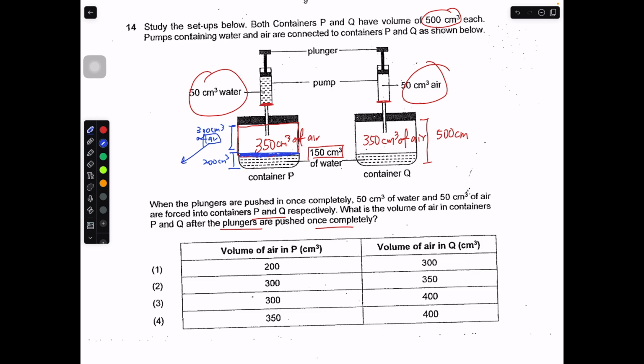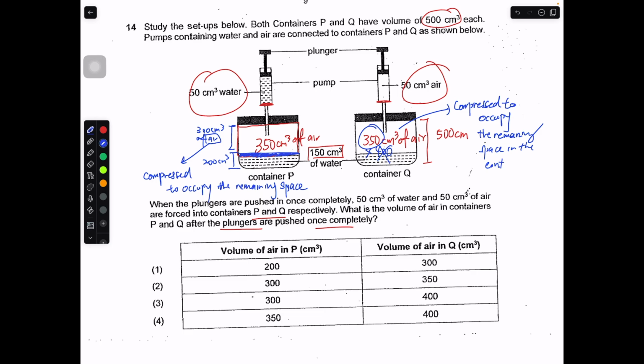And this is because the air will be compressed to occupy the remaining space within the container itself. As for Q, even though you pump in 50 centimeter of air, it will not become 400. No, it will still remain as 350 because the air can be compressed again. All the air can be compressed to occupy the remaining space in the container.